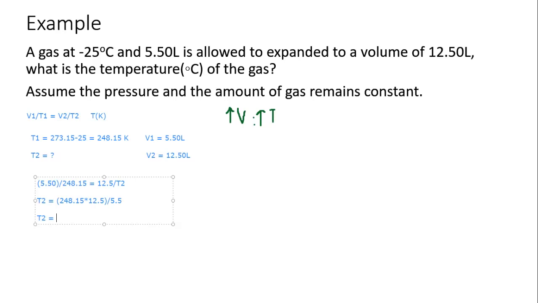And so we get about 564 Kelvin. And then we've got to convert this to degrees Celsius by subtracting 273, so 564 minus 273.15. So we get about 291 degrees C. And so that would be the new temperature of the gas.